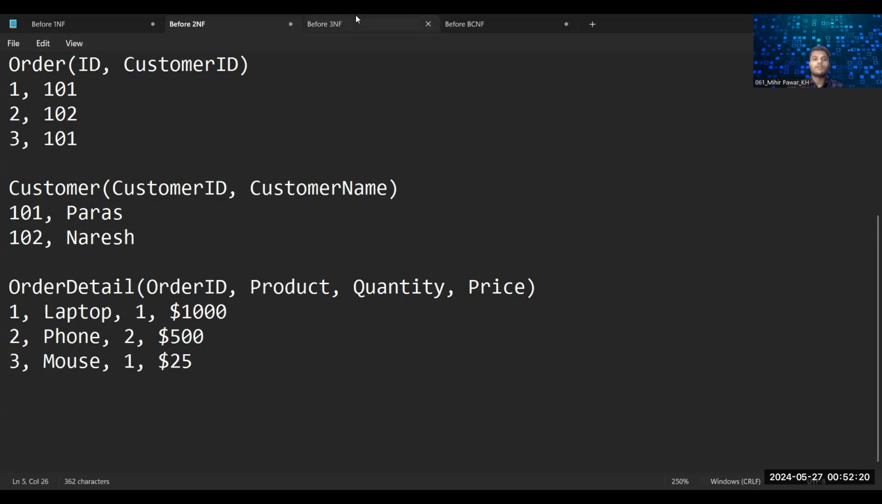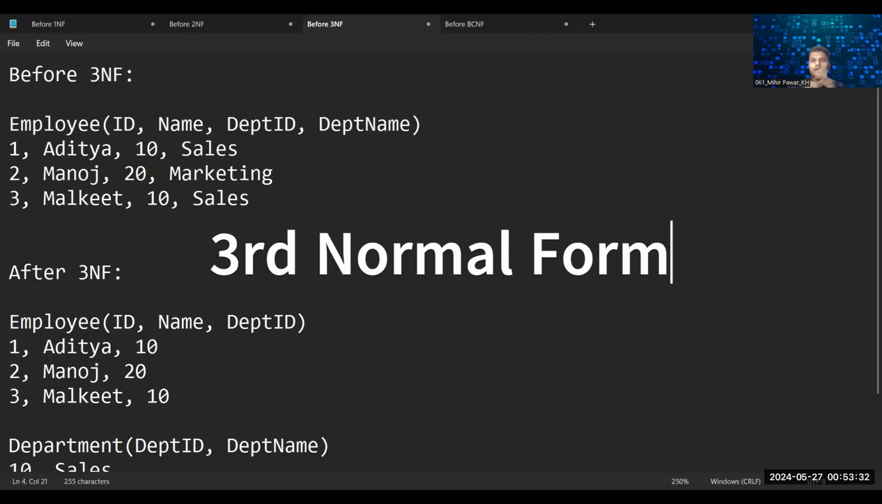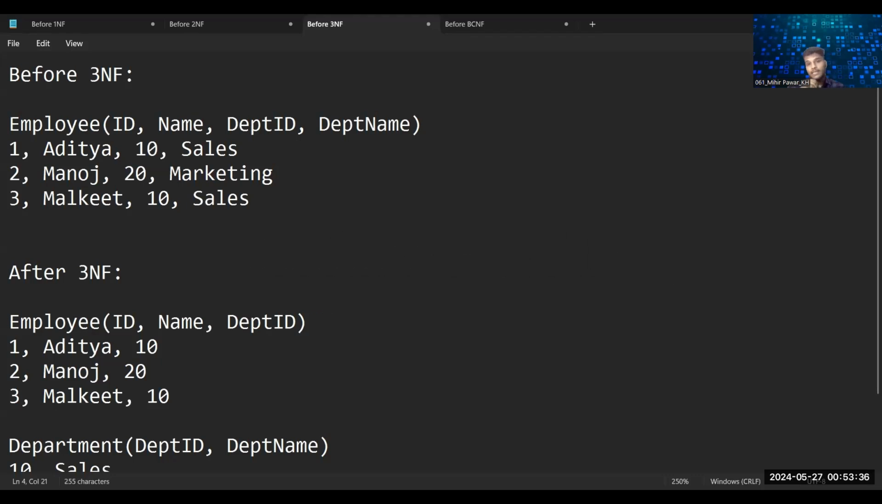Let's see what is third normal form. So what is third normal form? Third normal form requires that all the columns are not only dependent on the primary key, but also independent of each other. This means that there should be no transitive dependencies. What is transitive dependency? A situation where non-key columns depend on the other non-key columns. So there should be no transitive dependency.